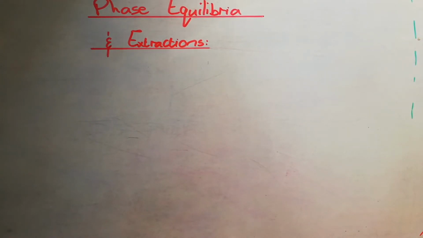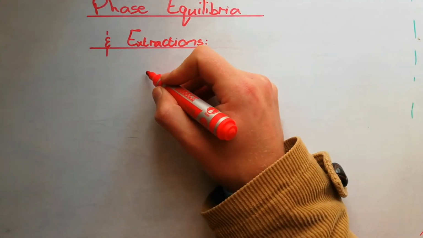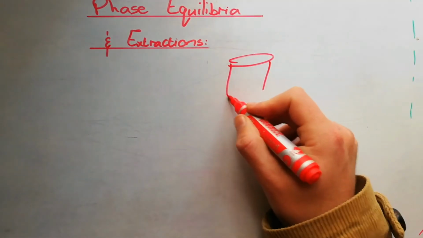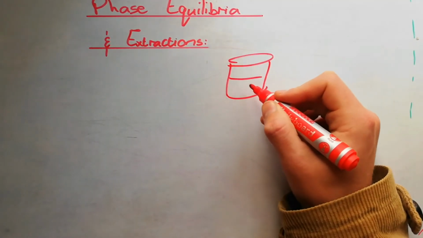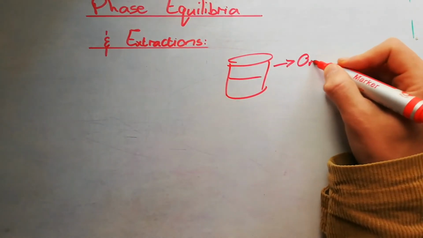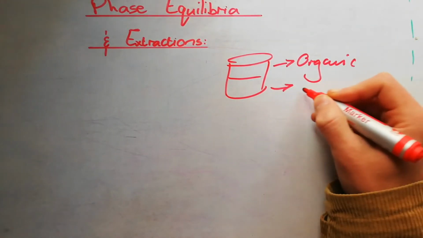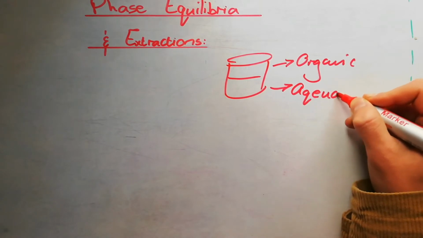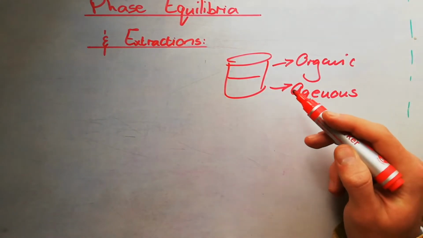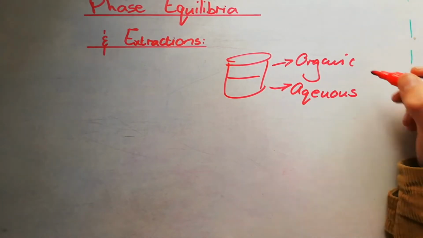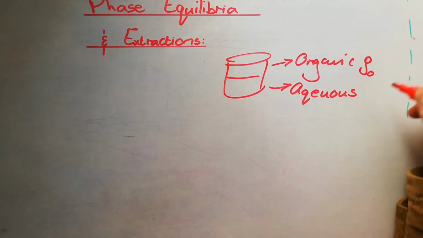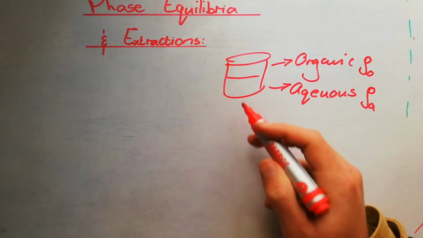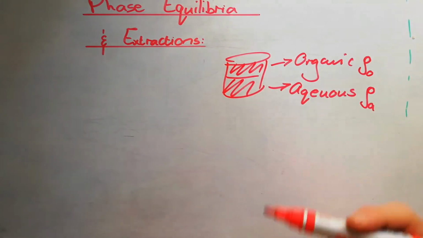So what normally happens is you'll have a two-layered system of two immiscible liquids. This would normally be organic, and this would normally be aqueous. This actually depends on the density of the two layers. If the organic density is less than your aqueous density, then the aqueous layer is going to be at the bottom, and the organic layer is going to be at the top.